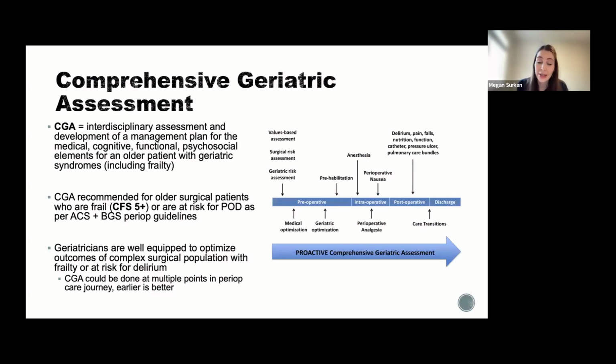So what is a CGA? It is usually an interdisciplinary assessment done by a geriatrician, whereby we develop a management plan for the medical, cognitive, functional, and psychosocial aspects of an older patient who has geriatric syndromes, including frailty. And as we saw, if someone has a CFS of 5 or above, CGA is the recommended next step in the pathway, as per the American and British perioperative guidelines. Geriatricians are of course very well equipped to do this. It's just an issue of manpower, especially in our province.